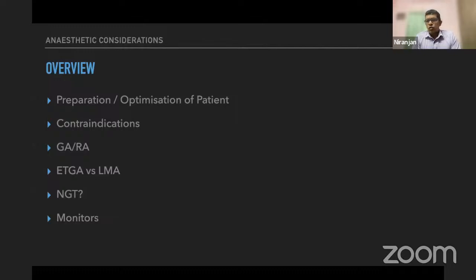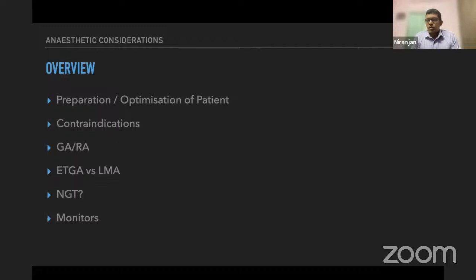Next thing is whether or not to go for a nasogastric tube. A well-prepared patient with nil per oral status for 6 hours for solid foods and 2 hours for clear fluids, presenting for a gynecological procedure, which is a lower abdominal procedure, an NG tube is not mandatory. But in special cases, like an acute case where we do not know the nil per oral status, or in a patient with a history of gastroesophageal reflux disease, putting in an NG tube makes sense.